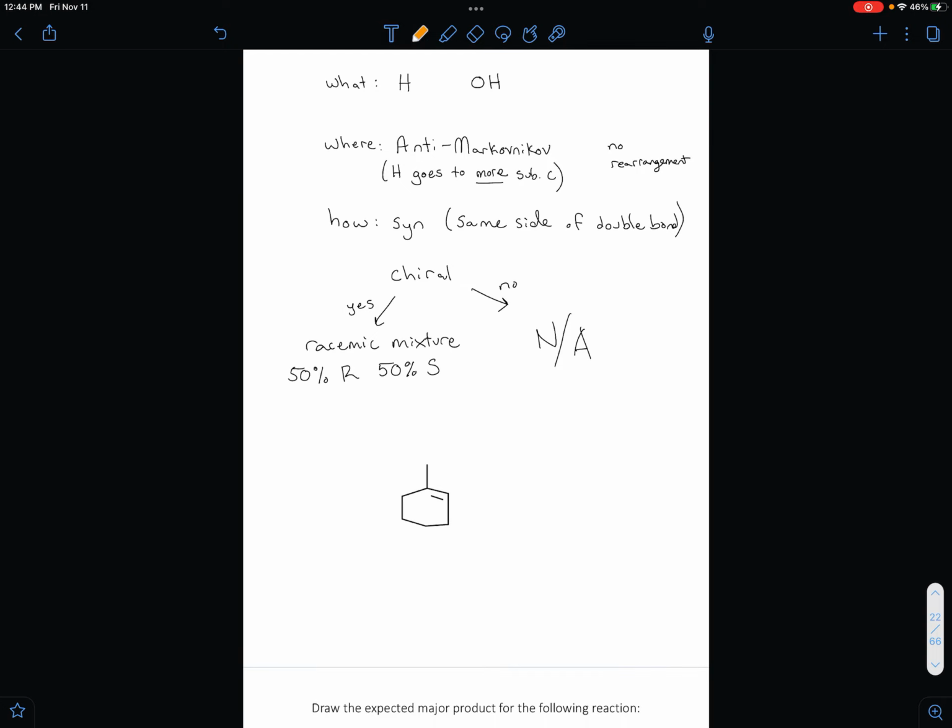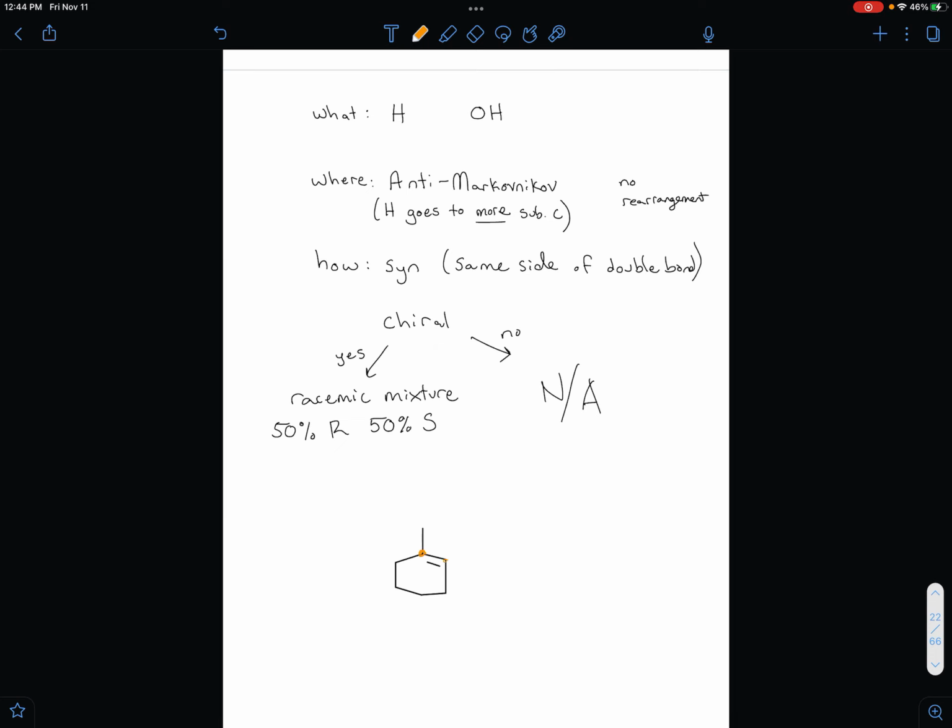So you'll take your molecule that you're doing the reaction on, look at those two carbons in the double bond. In this case, one is tertiary, one is secondary. And because this is anti-Markovnikov, the hydrogen is going to go to the more substituted carbon. So we'll have the hydrogen on this tertiary position because it is anti-Markovnikov. We're going to use the pi electrons to stick that hydrogen there so that that pi bond isn't going to be there anymore. And then the other group has only one place to go because there's no rearrangement. It will go on the less substituted carbon. Okay, so much for what and where.